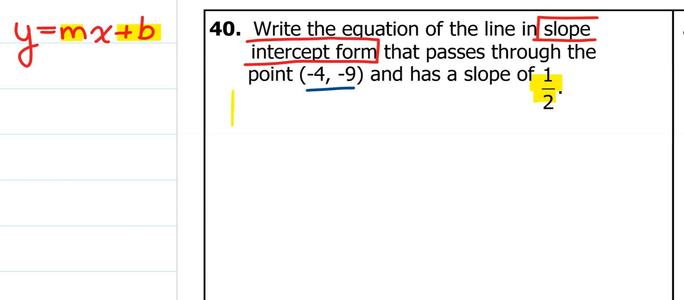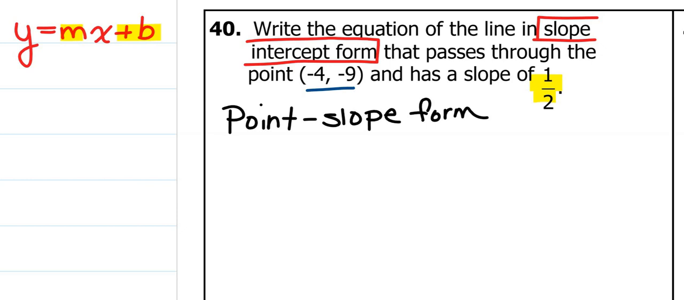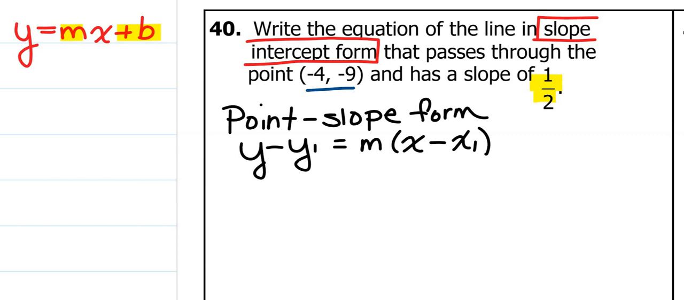So let's talk about what point slope form is. Point slope form. So point slope form looks like this. It's a regular y value minus a specific point, y1, equals m times x minus x1. In point slope form, you need a point and the slope. And that's what they gave you. They gave you a point and a slope. So we're going to use the point slope form to convert it into slope intercept.